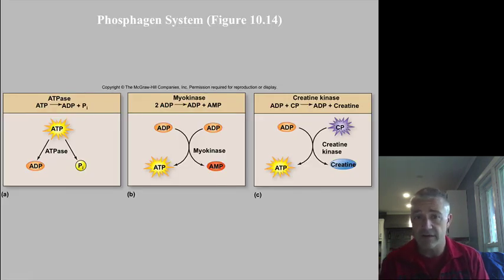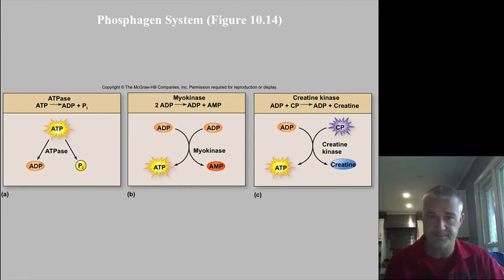And this is showing you what's happening with that myokinase. With that enzyme, if you have two ADPs, you can take one of them and get rid of a phosphate and turn it into adenosine monophosphate, and that gets us an ATP. So this is just showing us some of these ideas that we just talked about.